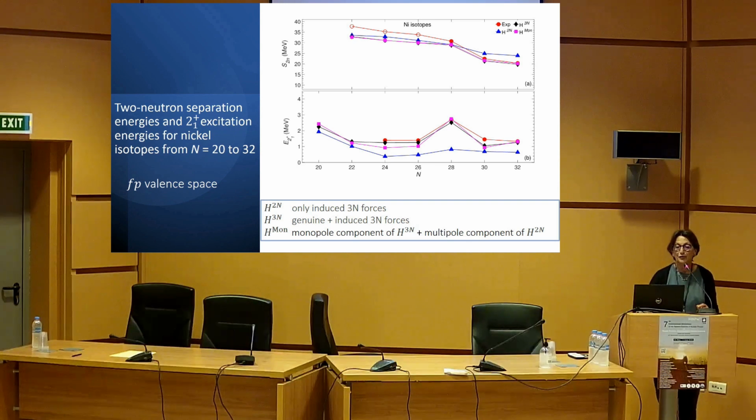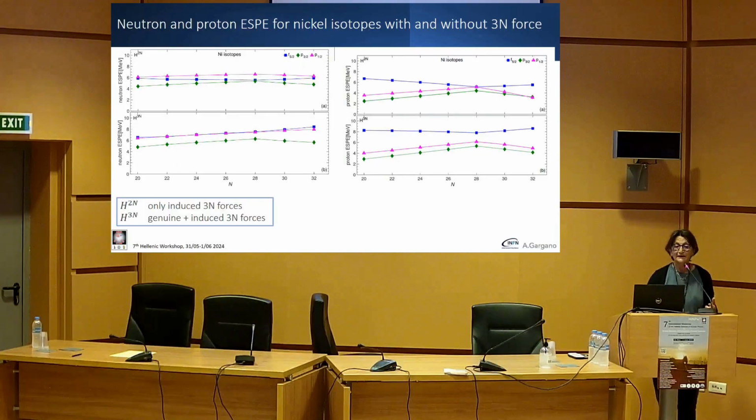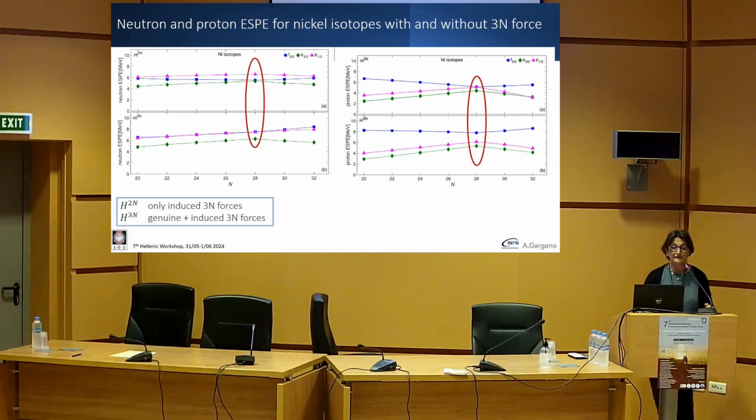Results for nickel isotopes confirm this picture, and in particular you may see that including only two-body forces we are not able to reproduce the doubly closed shell nature of nickel 56. Here I have reported the effective single particle energies, those with the two-body force and three-body force, and you may see that a significant difference is found for nickel 28 and, when including three-body forces, a significantly larger gap between the f7 and the other orbitals is obtained.